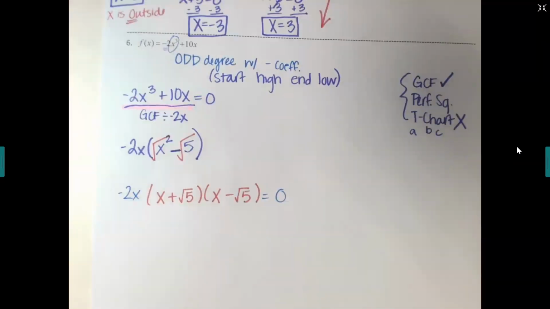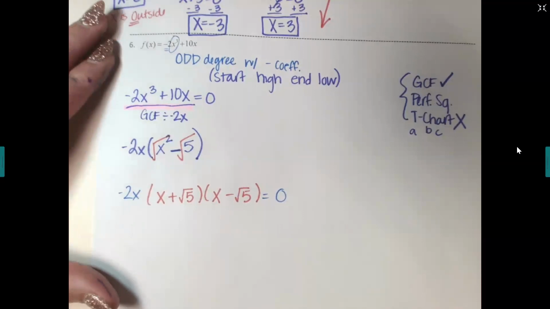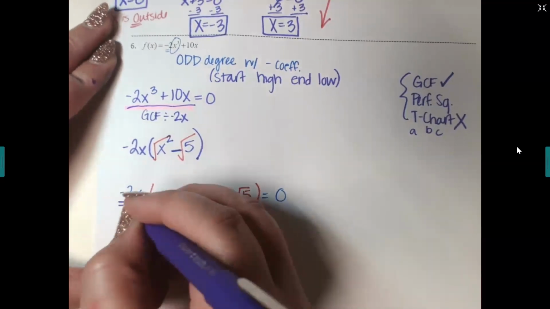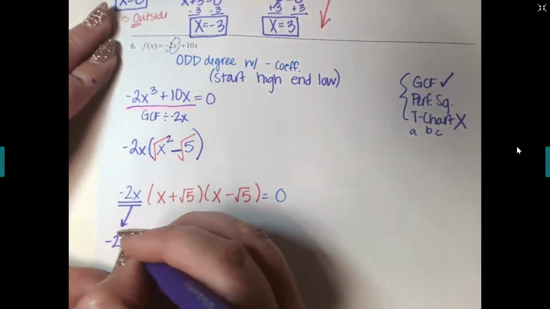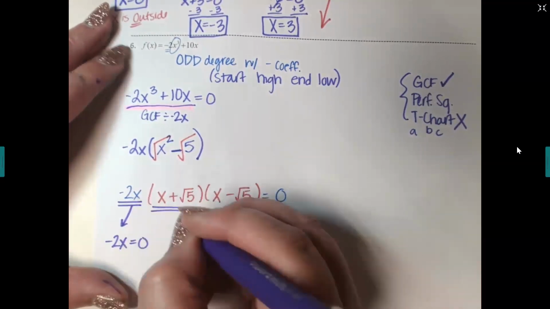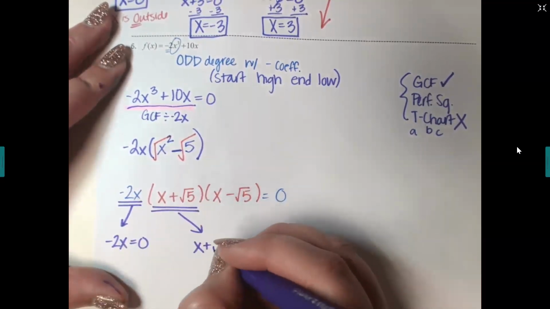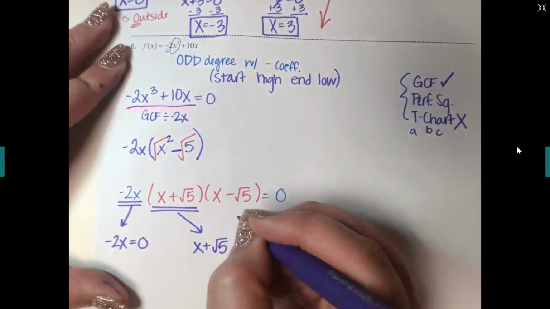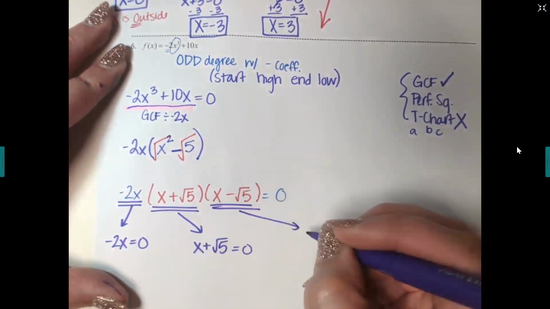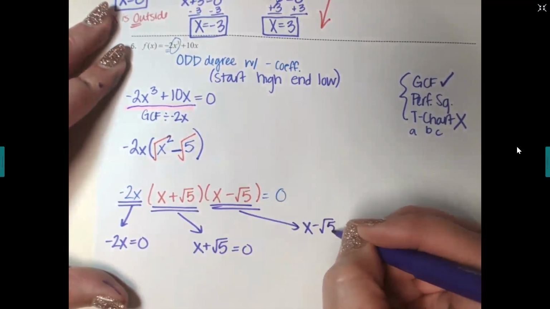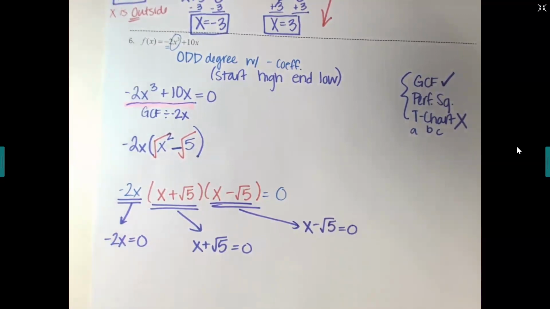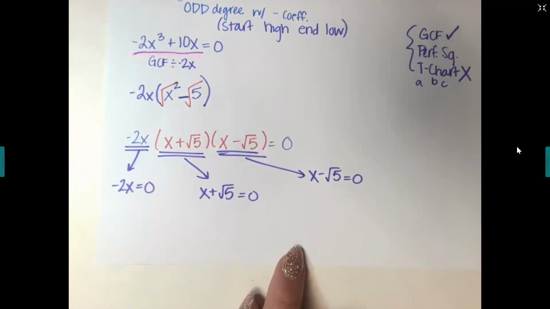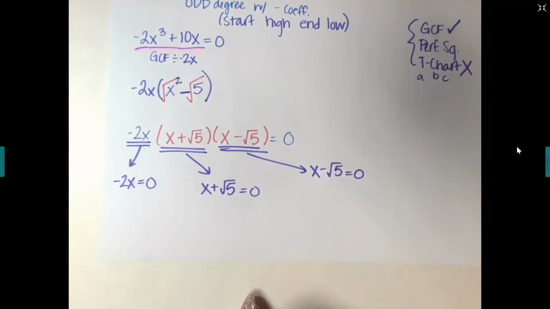Okay, then from there, we're going to take those 3 pieces, set them equal to 0. So if I let -2x equal 0, I could let x plus root 5 equal 0. Or I could let x minus root 5 equal 0. And then I'll let each of those 3 chunks equal 0 and find my x-intercepts.